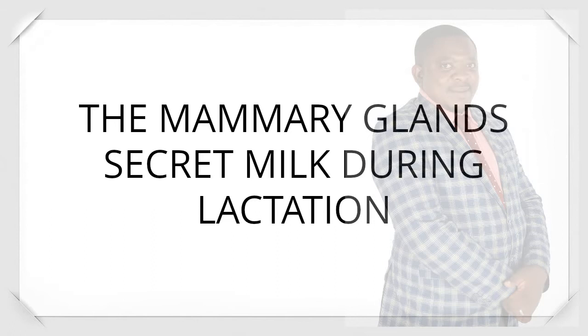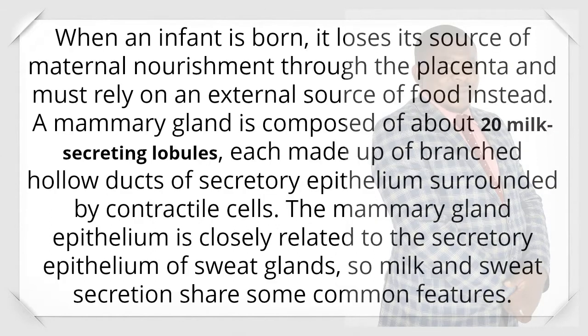The mammary glands secrete milk during lactation. When an infant is born, it loses its source of maternal nourishment through the placenta and must rely on an external source of food instead. A mammary gland is composed of about 20 milk-secreting lobules, each made up of branched hollow ducts of secretory epithelium surrounded by contractile cells. The mammary gland epithelium is closely related to the secretory epithelium of sweat glands, so milk and sweat secretion share some common features.